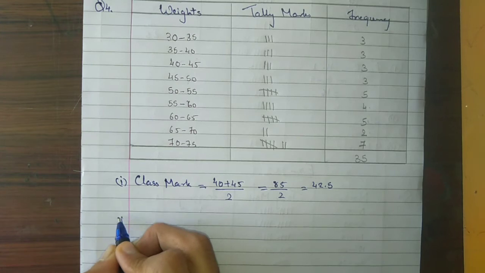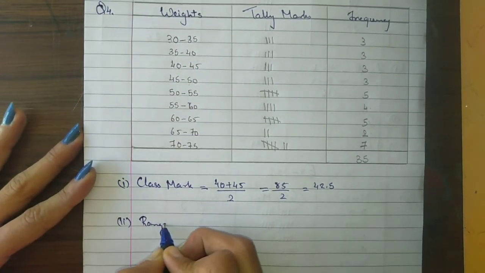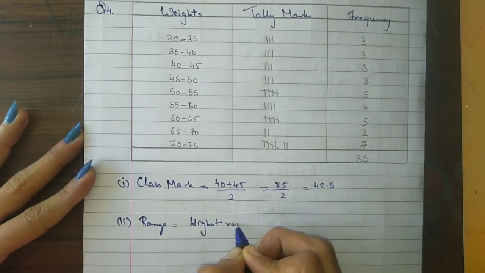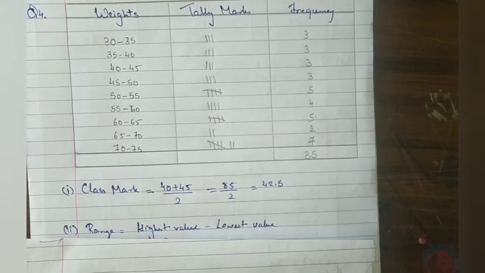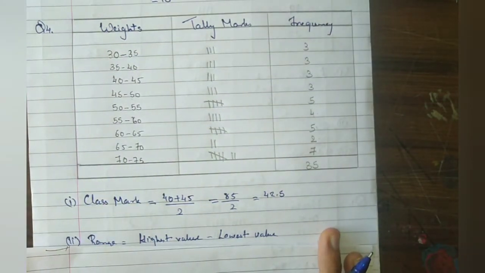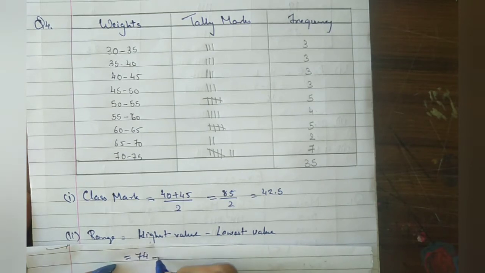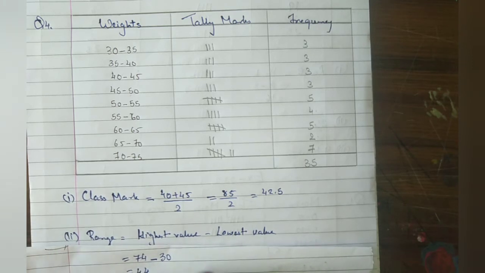Now the second one, what is the range of the above weight? Now we have to find the range. Range means highest value minus lowest value. Here which one is the highest value? The highest value in the given marks is 74, so it is 74 minus the lowest, which is 30. So 4 minus 0 is 4 and 7 minus 3 is also 4.